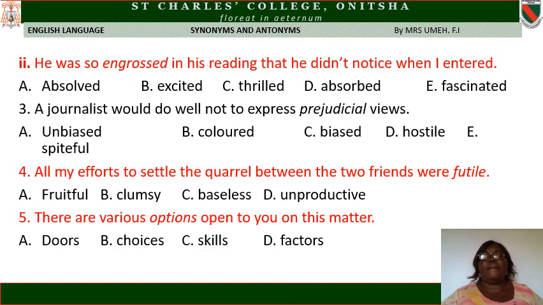You have options there. Number 2, he was so engrossed in his reading that he didn't notice when I entered. Engrossed is the underlying word there. And you have the options there. Pick your answer from there. Number 5, there are various options open to you on this matter. The underlying word there is option. Choose your options from the alphabet there.